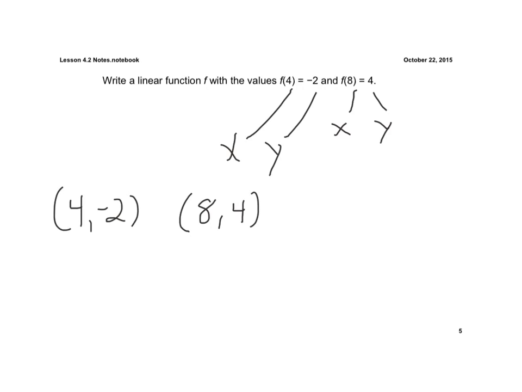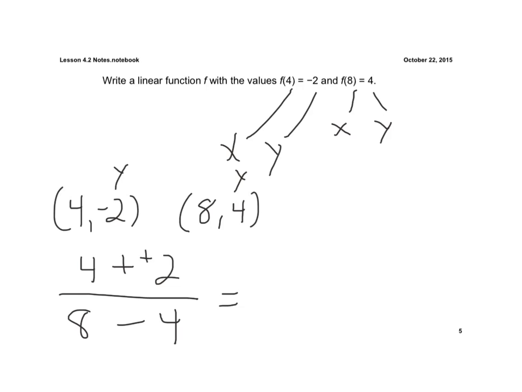So again, I must first find my slope. I'm going to find my slope using the slope formula. So it's the difference of the y's. I'm going to go 4 minus a negative 2, again taking my y's, all over 8 minus 4. If I do that, keep, change, that's 6 on top. 8 minus 4 is 4, and I reduce that to 3 over 2.